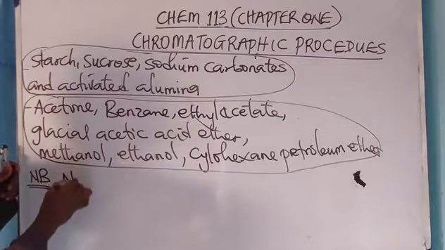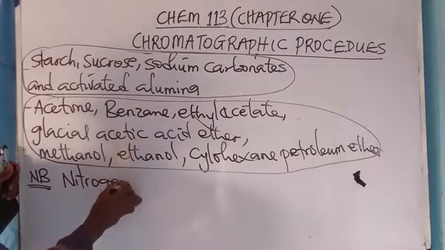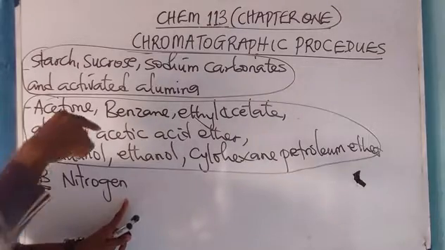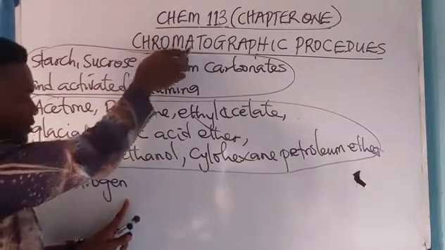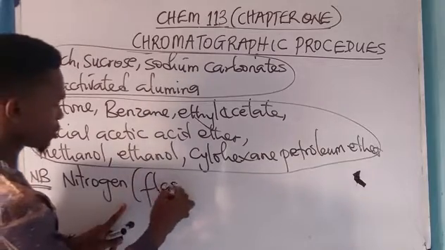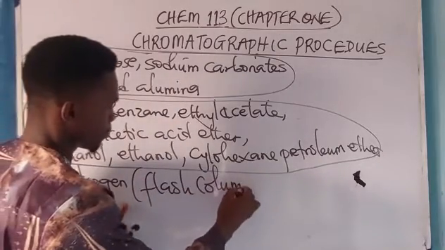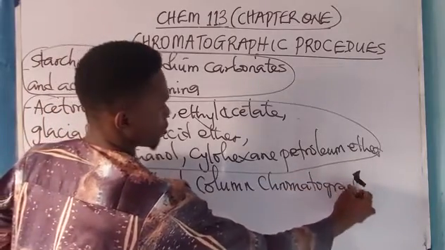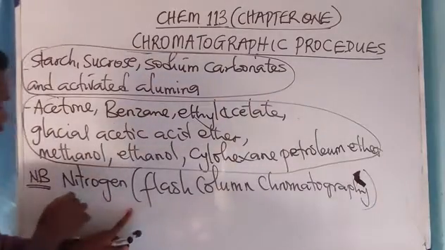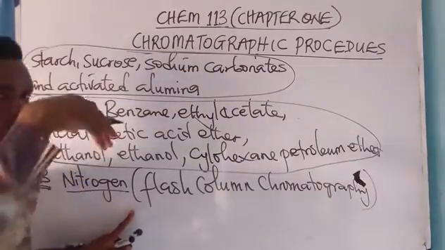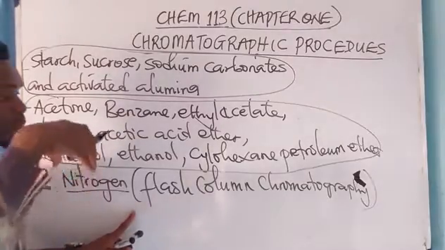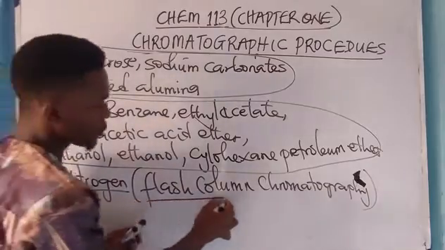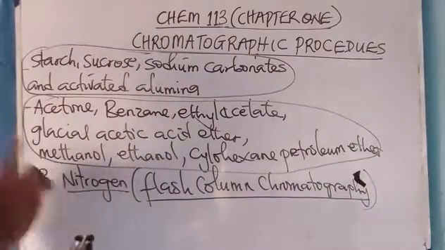NB. When nitrogen is used to force the components through the column in column chromatography, it is called a flash column chromatography. When nitrogen is used to force the solvent and the components through the column of this column chromatography, it is called a flash column chromatography. So please take note of that.